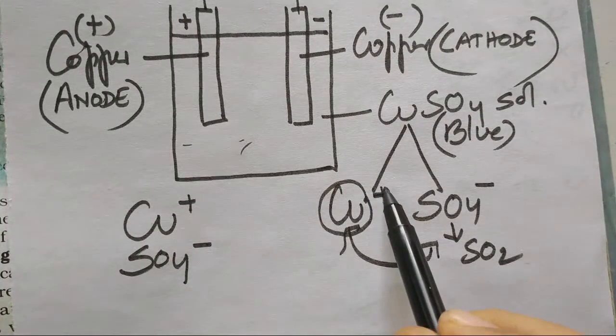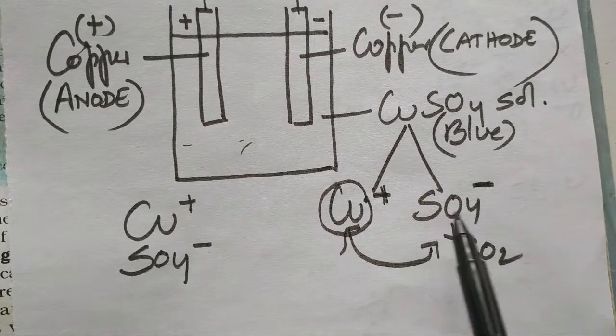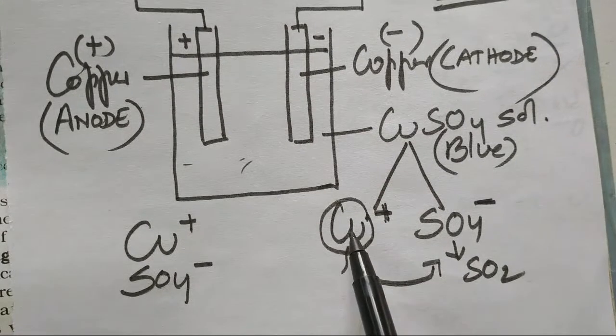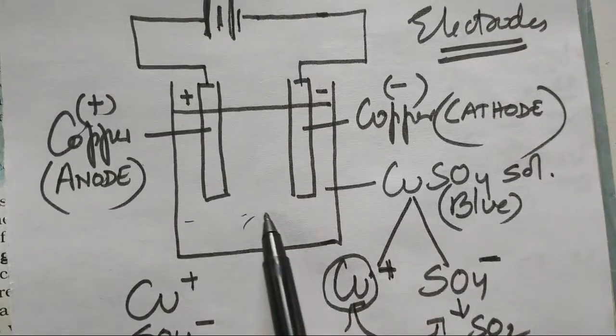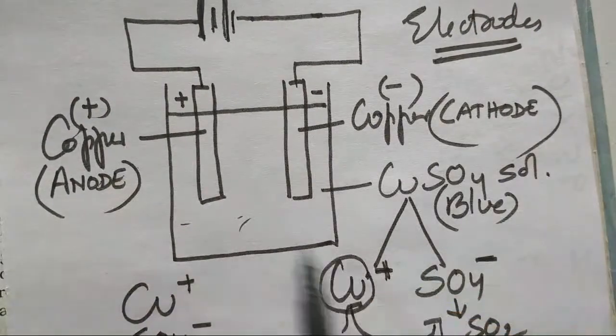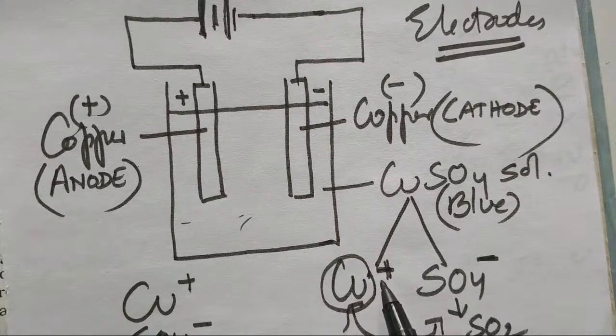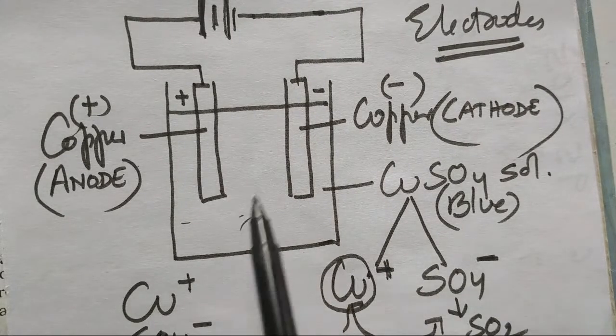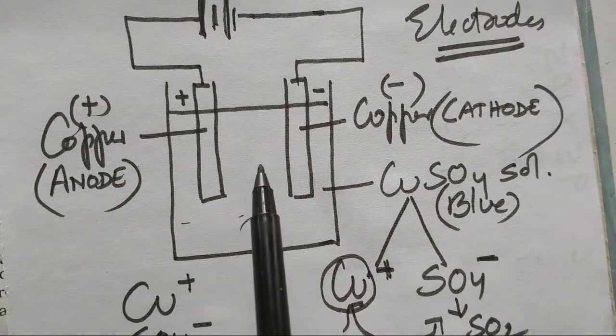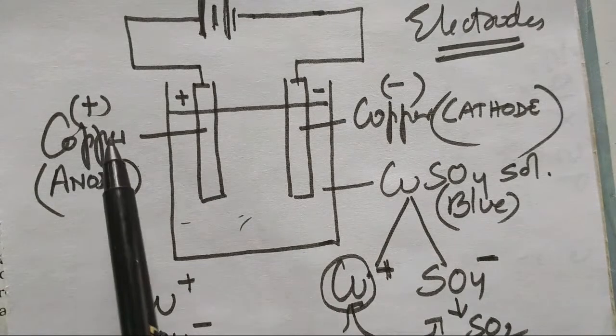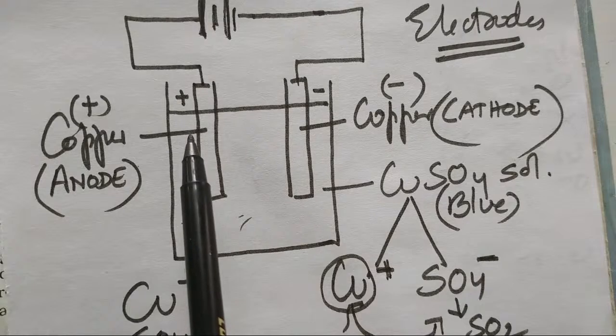So since copper is positively charged and sulfate is negatively charged, copper starts to move towards the part where there is opposite charge. So this copper will move towards the place where there is minus charge. Now where is the minus charge? Here, this copper rod is connected to the positive terminal of the battery.